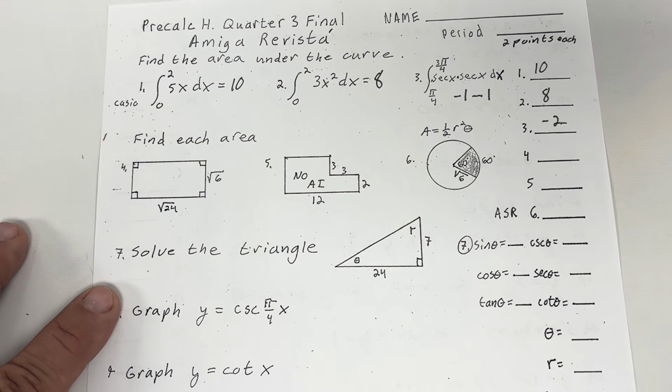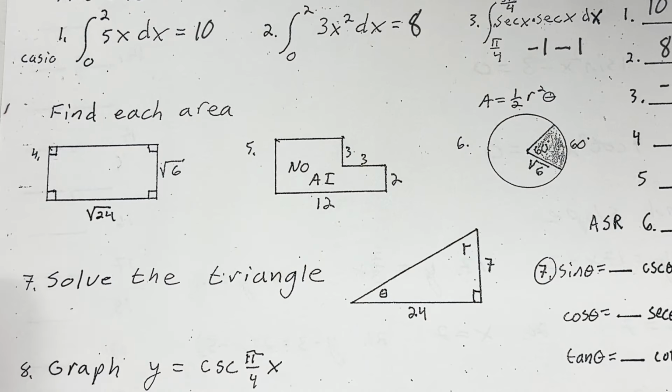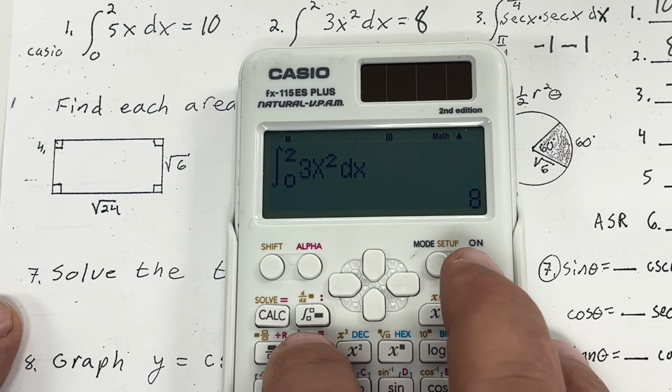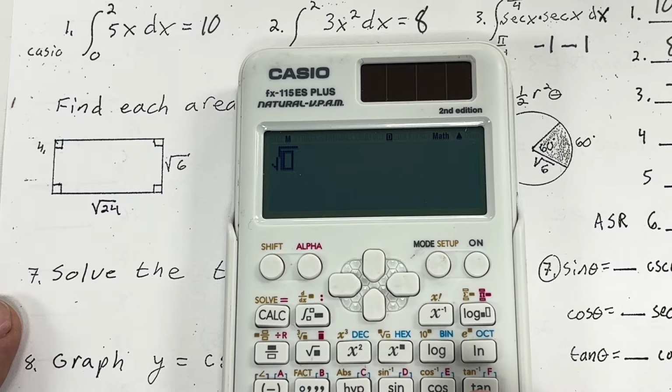For number 4, this is an area problem, but it's not a calculus area problem. We're just going to use the calculator. So the area of a rectangle is base times height. So we're just going to do the square root of 24, right arrow, times the square root of 6. And that just equals 12.